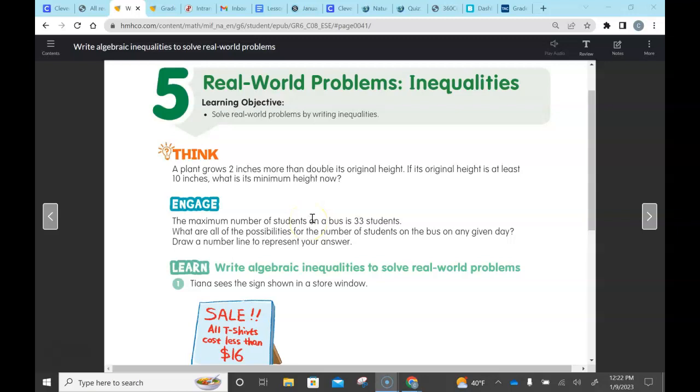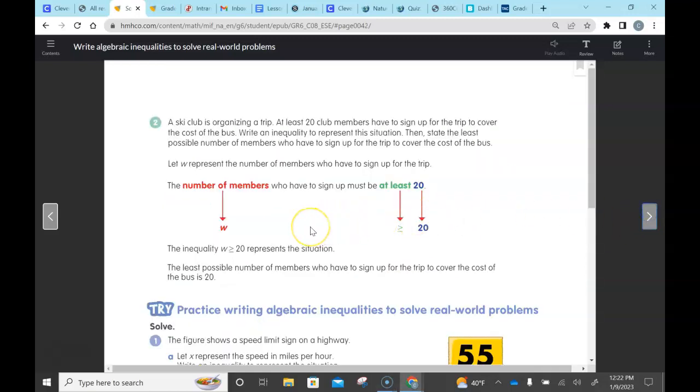Now let's go to the problem on page 94, number 2. We're just going to talk through this. So it says a ski club is organizing a trip. And it says at least 20 club members have to sign up for the trip to cover the cost of the bus. It says write an inequality to represent the situation, then state the least possible number of members who have to sign up for the trip to cover the cost of the bus. And it says let W represent the number of members who have signed up for the trip.